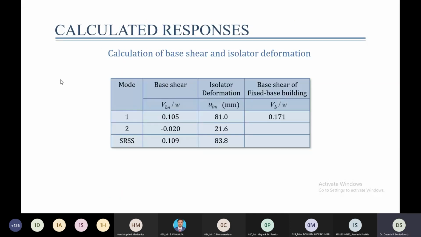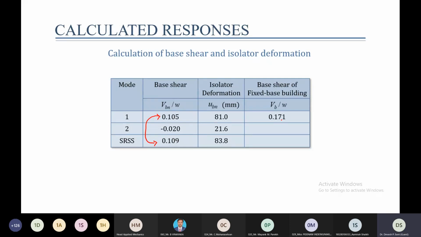So these are the calculated responses for flexible superstructure, right? And here we can notice that the first mode and SRSS value is not nearly same. Okay, it is due to the flexibility. In rigid superstructure as assumption, the first mode was dominant, but now the dominance is reducing due to the flexibility.